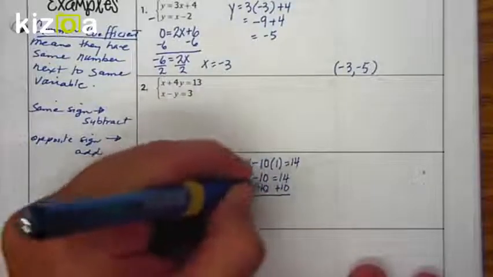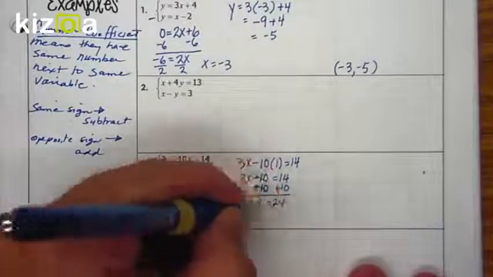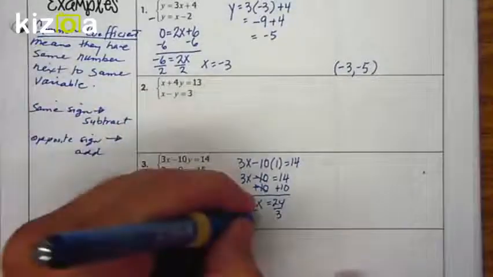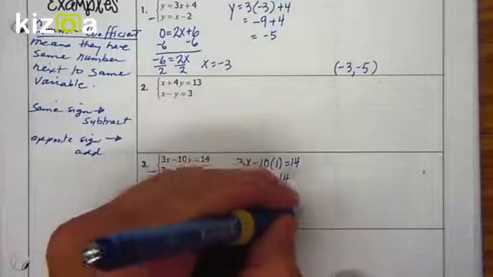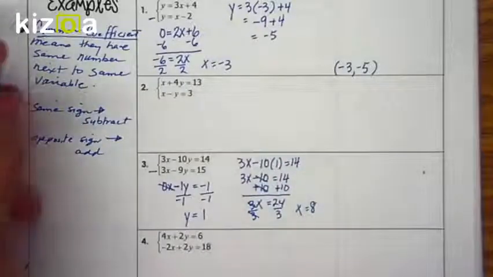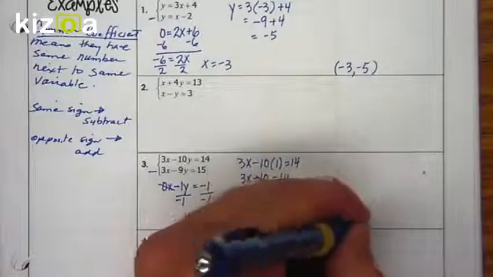That gives me 3x is equal to 24. Divide by 3 to remove the coefficient. I get x is equal to positive 8. Again, report your answer in a coordinate pair of x comma y format, so it's 8 comma 1.